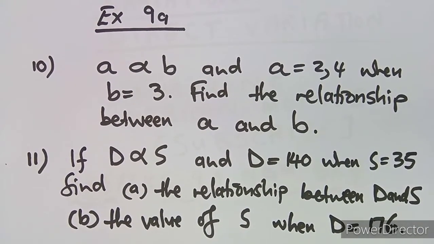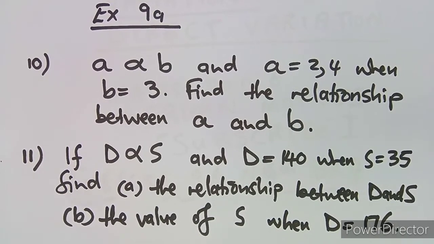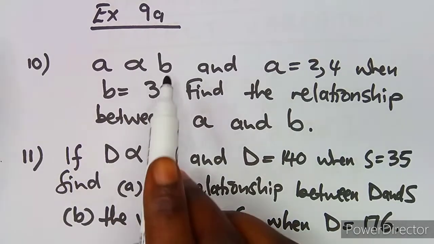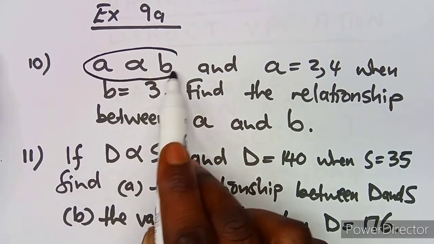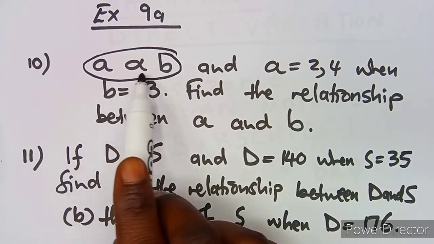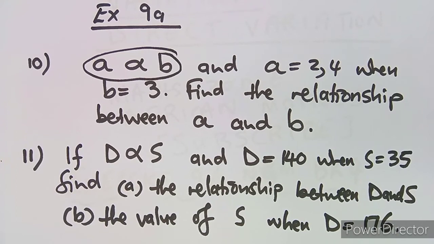On this part we are given: A varies directly as B, and A is equal to 2.4 when B is equal to 3. Find the relationship between A and B. If you are given this statement, they can give it in word form, or with a sign like this. We need the relationship, guys. It can be an equation connecting A and B; the relationship and the equation are one and the same thing. So what am I going to do?